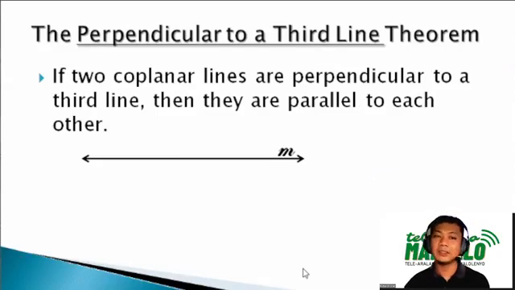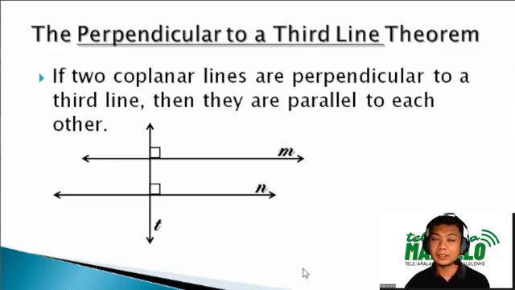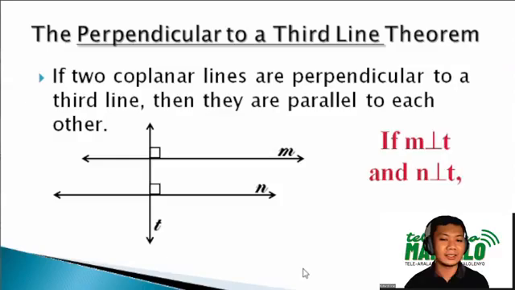The perpendicular to a third line theorem states that if two coplanar lines are perpendicular to a third line, then they are parallel to each other. Let's say, for example, we have line M and line T intersects line M, creating 90 degrees, and another line N intersects the transversal line T, creating 90 degrees.